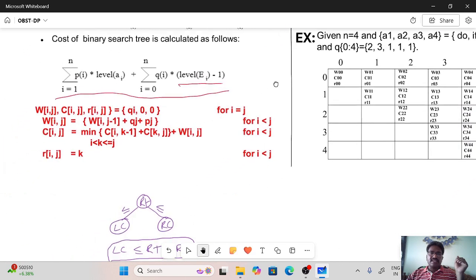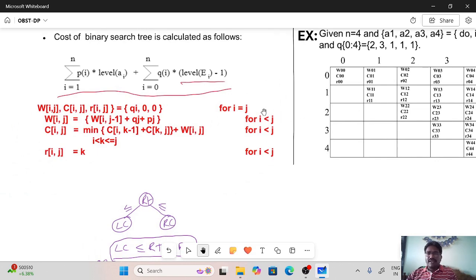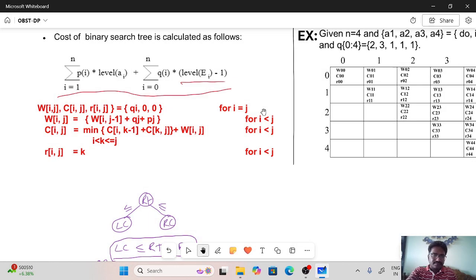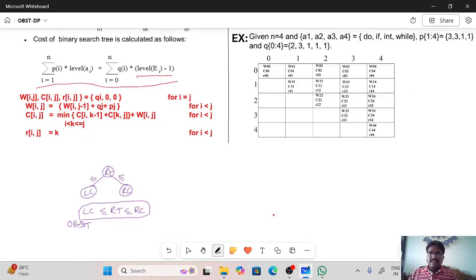So in the tabular method, I am going to assume the initial case as well as the recursive case. Initial as well as the recursive. Now let us assume we have 4 elements and the elements are do, if, int, while, and its successful frequencies are 3, 3, 1, 1, and for 4 elements how many unsuccessful cases do we have? Good, 5. So the 5 unsuccessful cases are 2, 3, 1, 1, 1.